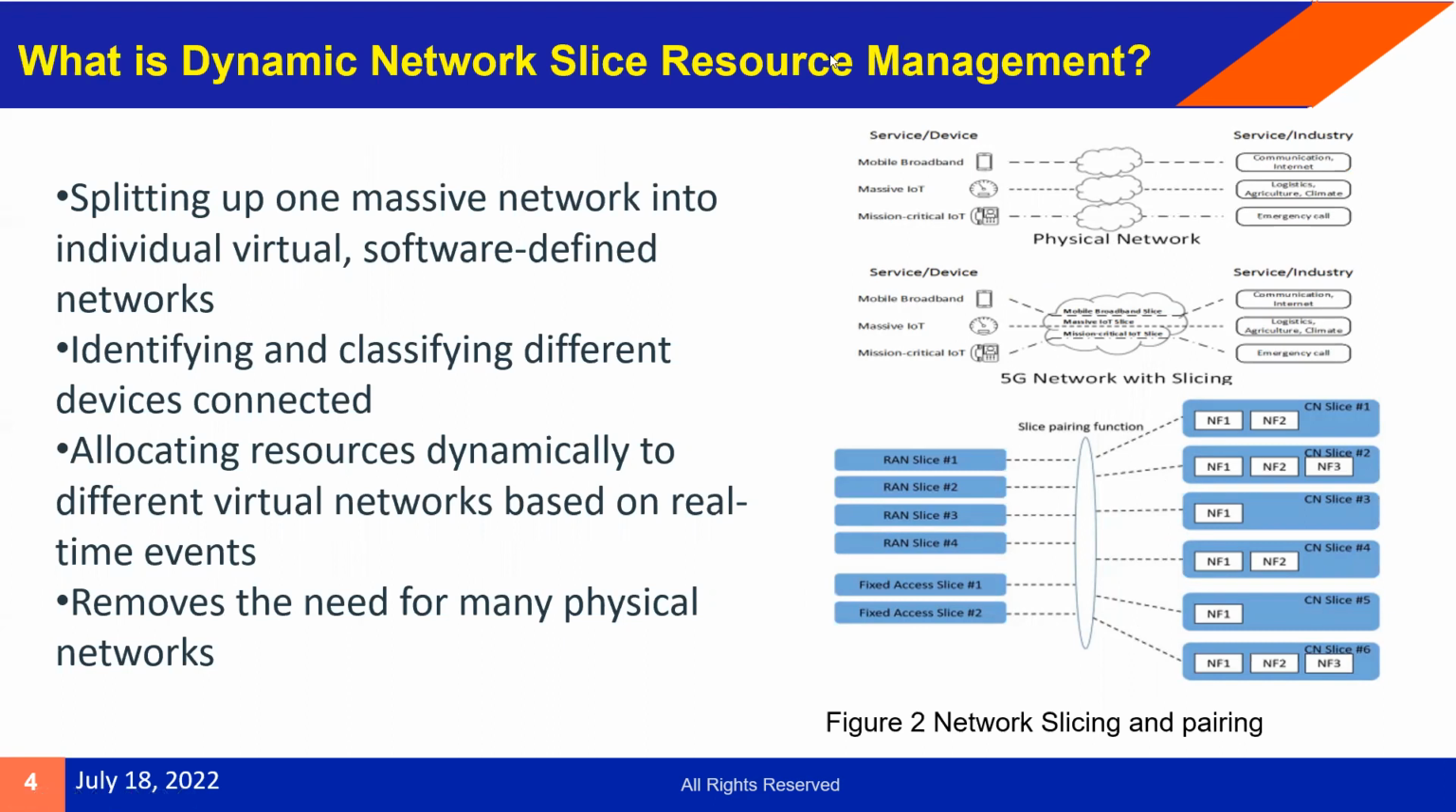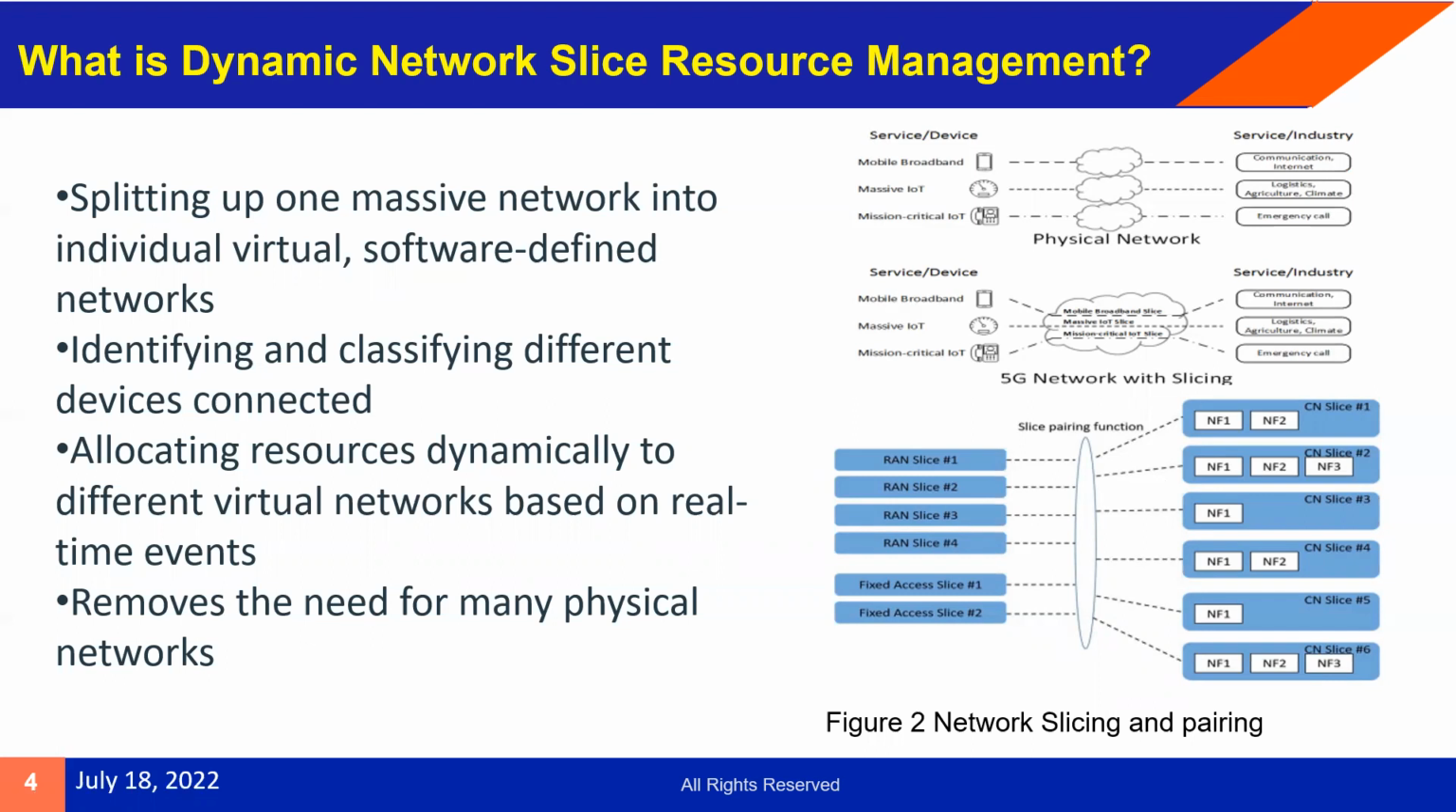So what is dynamic network slice resource management? Basically, it's the concept of splitting up one big network into many individual virtual software-defined networks. This is done by identifying and classifying all types of different devices connected to the network, as well as whatever traffic is coming in that is meant to go to those devices, and separating them based on classifiers. This allows us to allocate resources dynamically to different virtual networks, depending on what's going on in real-time events and what sort of prioritization needs to happen for the most efficient network overall.